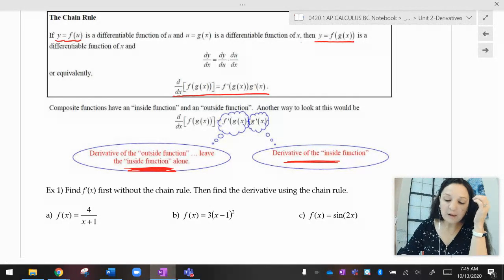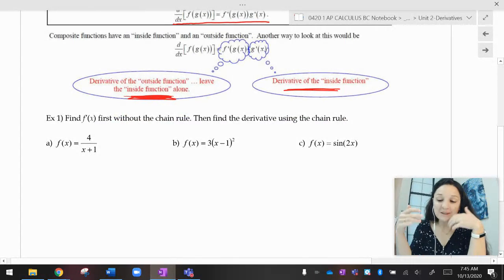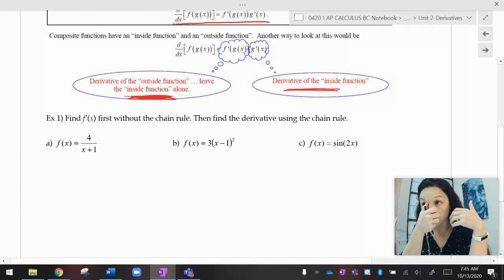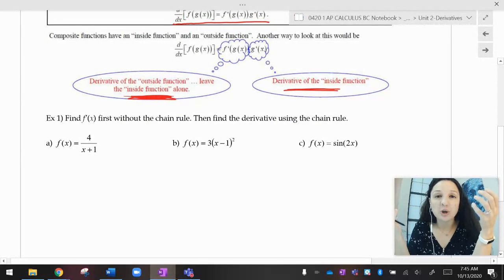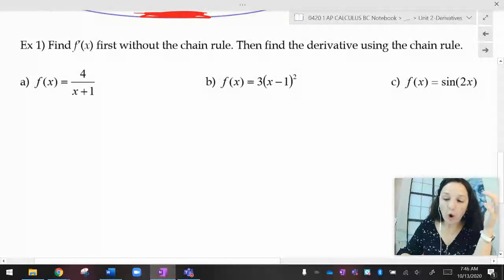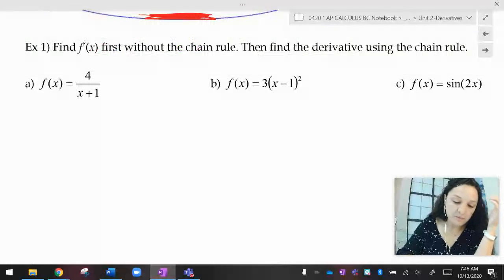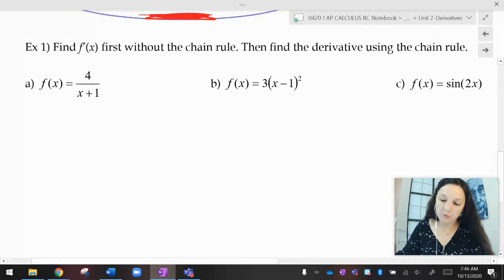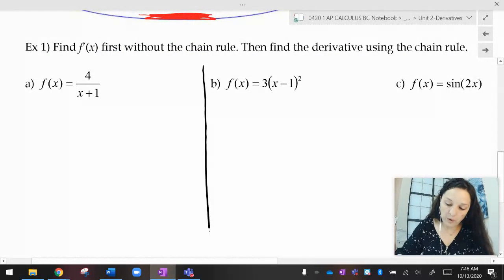All right, so let me give you a couple examples of things that technically don't need the chain rule, and then one that does need the chain rule, and I want to show you that we end up in the same place. So first, we are going to do this with exponents. It says find f prime first without the chain rule, then find the derivative with the chain rule.